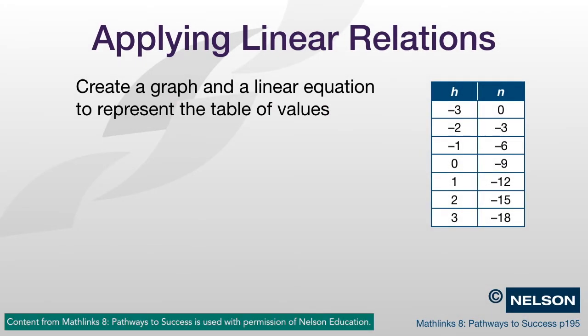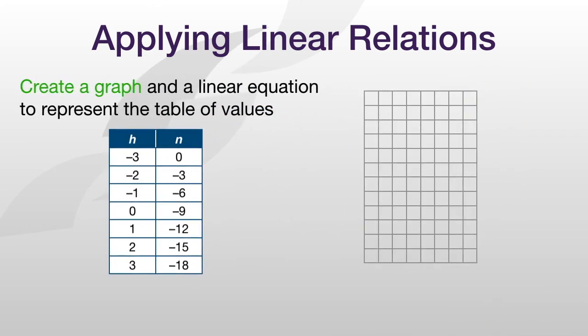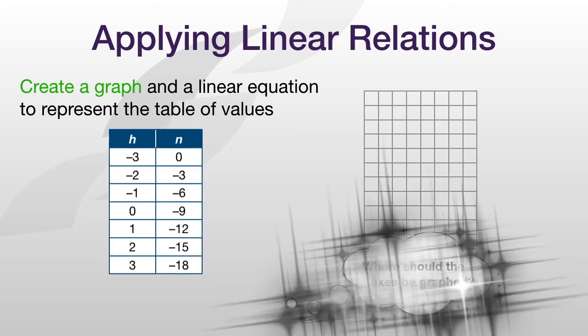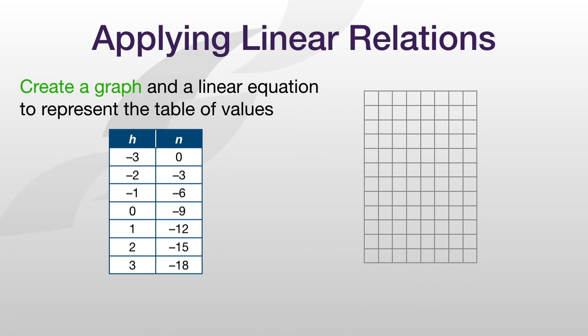In this next problem, we are asked to create a graph and a linear equation to represent this table of values. First, let's create the graph. On this grid provided, we first need to decide where to put the axes. Look at the numbers in the table and think about where a good place is for the axes. The h values go from -3 to 3, so it makes sense for the vertical axis to go down the middle. We label this axis n to represent the values in the second column of the table.